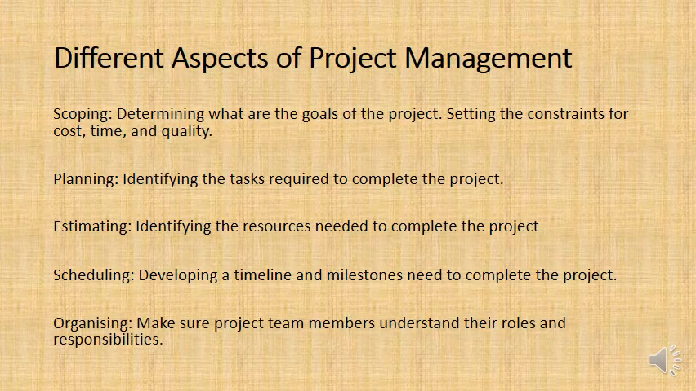So there are some different aspects of project management. We're going to look at these in turn. Scoping is something we do during project initiation and project planning. You are determining the set goals of the project. And to do that, you actually need to ask all of the stakeholders what it is they want.